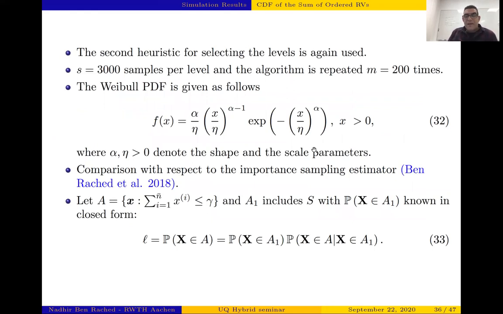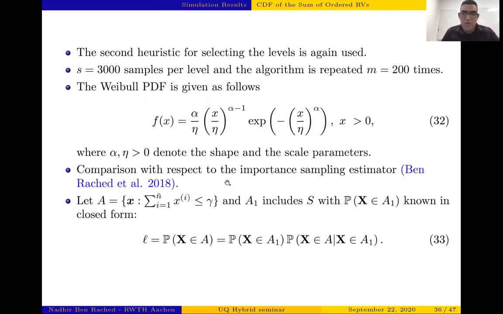The second application is the CDF of sums of ordered random variables. And again, the second heuristic is used to select the levels. The same system parameters are used. And we start with the case where the random variables follow the Weibull distribution. Alpha and eta here are the shape and the scale parameters. So the comparison is made with respect to an importance sampling estimator developed in this paper.